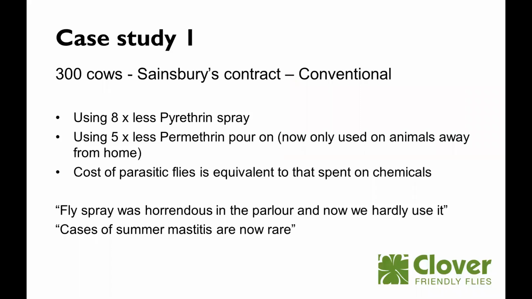So just a couple of case studies from some of our clients. The first one was a 300 cow all year round calving herd on a supermarket contract. They've been using them for a few years, and they're now using 8 times less of the pyrethrin spray and 5 times less permethrin pour-on. They now only use that on heifers that are away from home, and the cost of the flies is equivalent to what they were spending on chemicals before. They've now seen a massive improvement, with cases of summer mastitis reduced and better welfare for people and cows in the parlour.